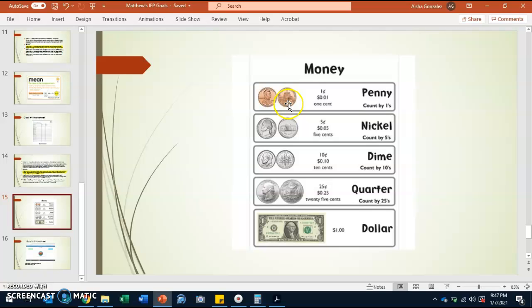So we know that this is a penny and it is worth 1 cent. Nickels, 5, dimes, 10, quarters, 25 cents. And then we have our dollars, our $5 bills, our $10 bills, our $20 bills, and so on.